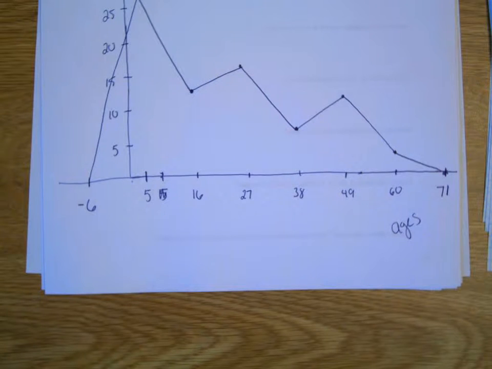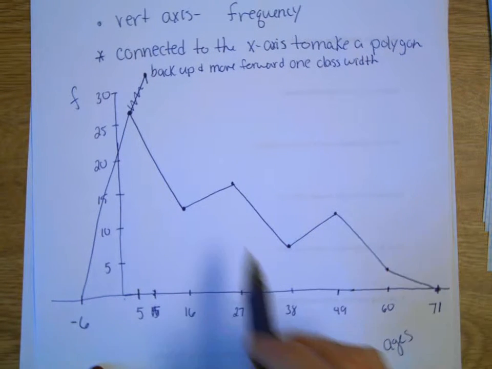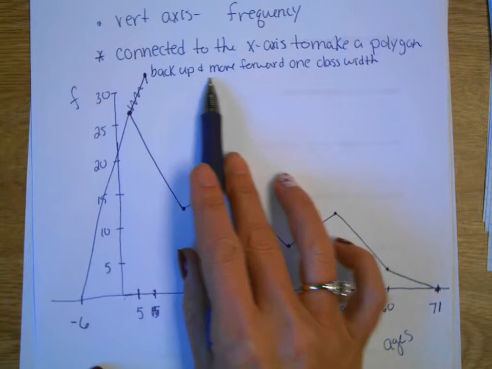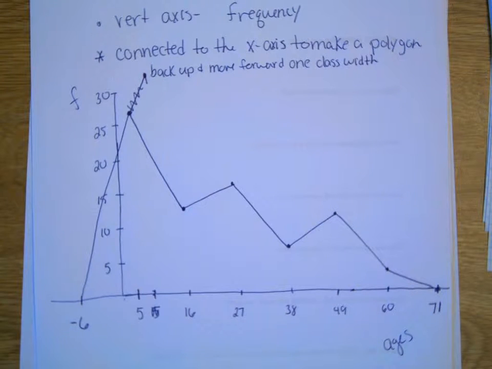On the x-axis, you make a little dot, and then connect here. Good with the frequency polygon? Just showing you how to connect. You back up and move forward 1 class width. From our beginning midpoint and our last midpoint, we go 1 more each way.